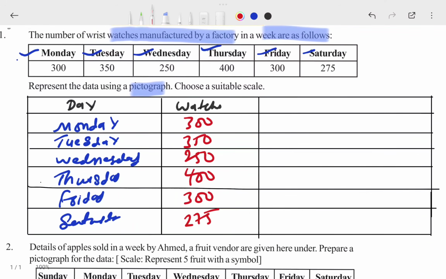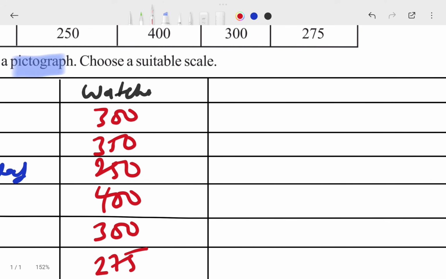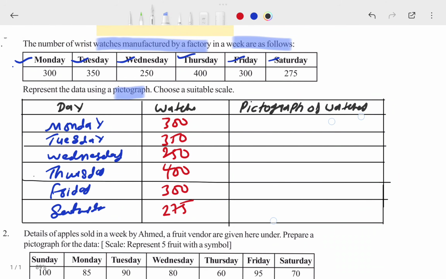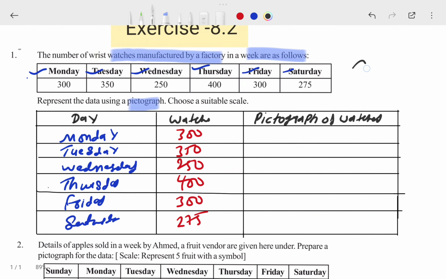Now here we have to draw the pictograph of the watches. Will you draw 300 watch images? Are you able to draw 300 watch images? No, we cannot draw 300 watch images. We can draw maybe 3 or 4, or at most 7. But how can we draw 365 pictures? We cannot draw like that.